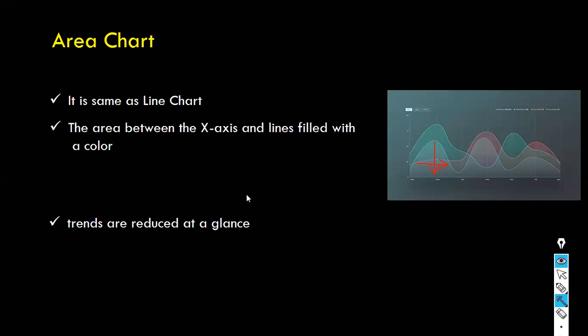And now the question is, if you use the area chart, the trends are visible at a glance. If you see here, the areas are filled up so that you can get a much better insight compared to the line chart, because the trends are visible at a glance.